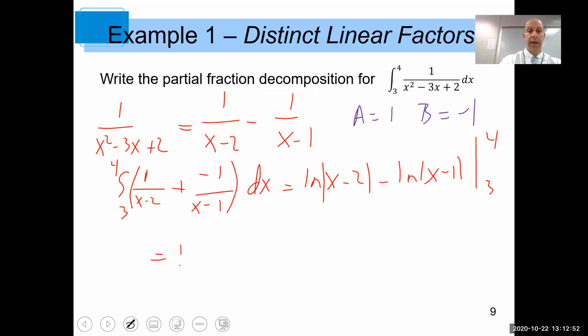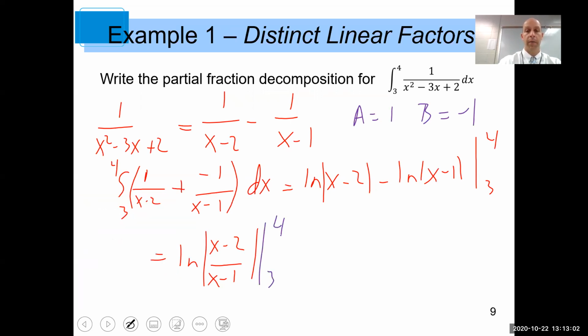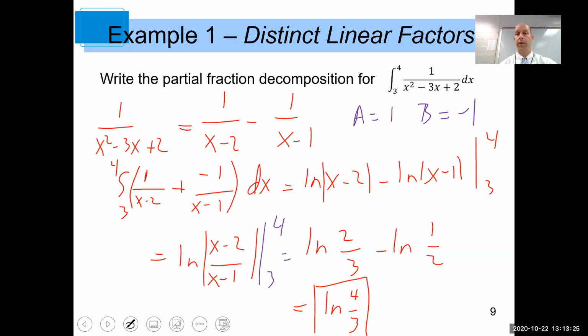So that gives us the natural log of x minus 2 divided by x minus 1. Now we evaluate this from 3 to 4. It's going to give us the natural log of 2 over 3 minus the natural log of, plugging in 3, 1 over 2. When we clean that up a little bit, you'll get the natural log of 4/3. And that's our answer. Notice I didn't do any trig substitution.